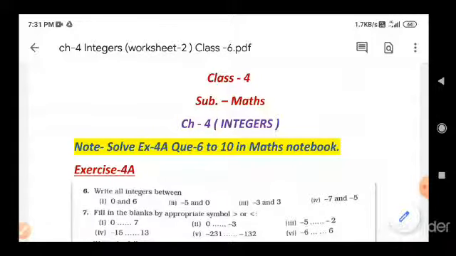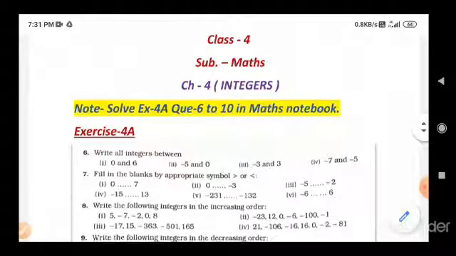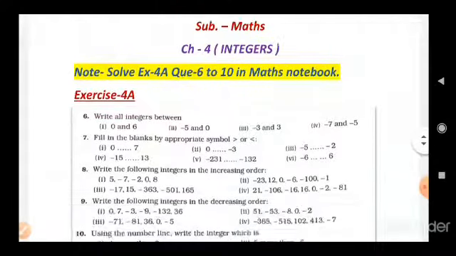As in our first video, we have learned about some definitions where we have introduced the integers. Today, we will solve some of the questions from exercise 4a, and here I am taking question number 6 to 10. If you remember, children, we have compared positive and negative integers, and positive with zero also. So the question is based on that. So let's start today's class.